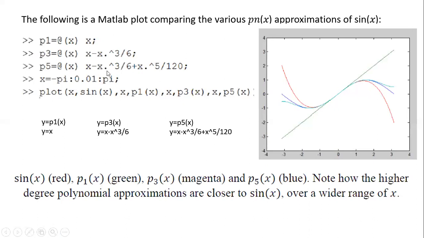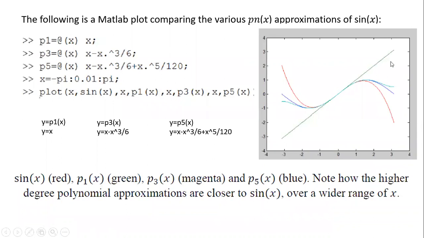So this is the polynomial form. And of course, we need to define our x from negative pi to positive pi with an increment of 0.01. So using the plot function, we can plot the given function sine x, p sub 1, p sub 3, and p sub 5, over the same domain x, no?